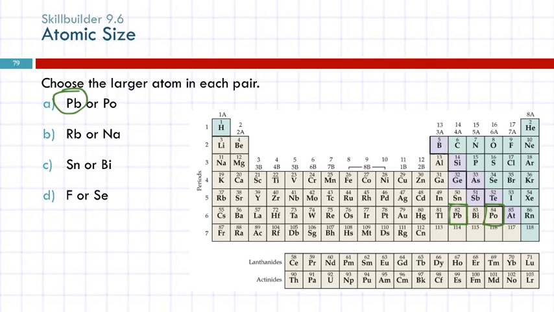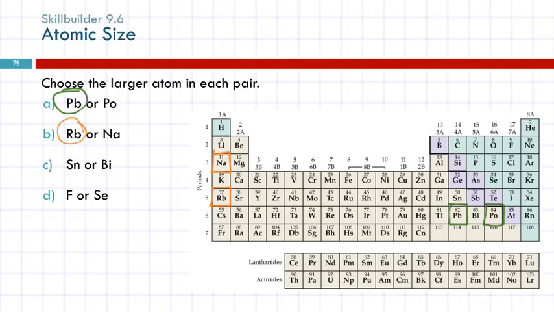Let's look at rubidium and cesium. So, no, rubidium and sodium. There's sodium, here's rubidium. Which one's bigger? Rubidium. As you go down, they get bigger. Okay?